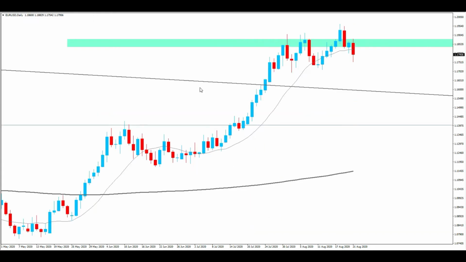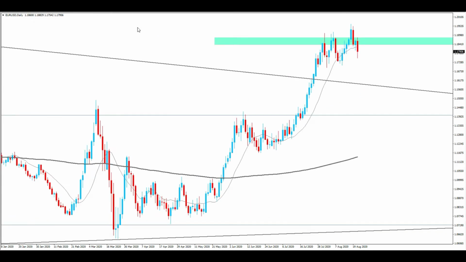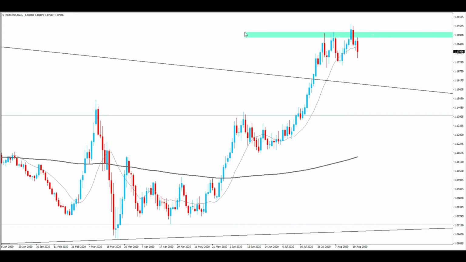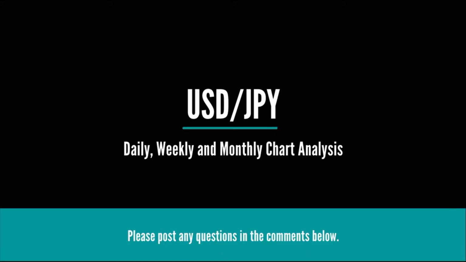So from a daily point of view, again, we're just waiting to see if price will break the level to the upside or to the downside, but we're favouring a move to the downside just for now for Euro USD. Next, we're going to take a look at USD JPY.